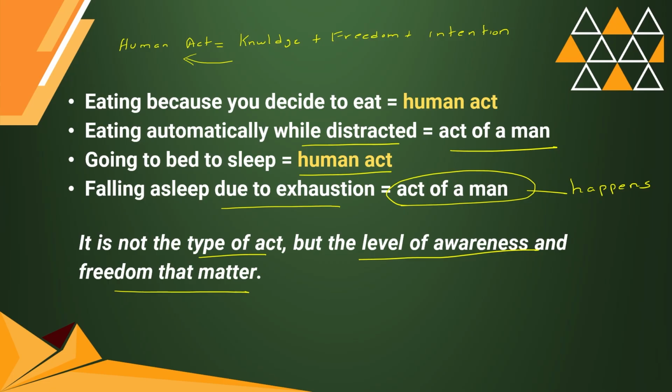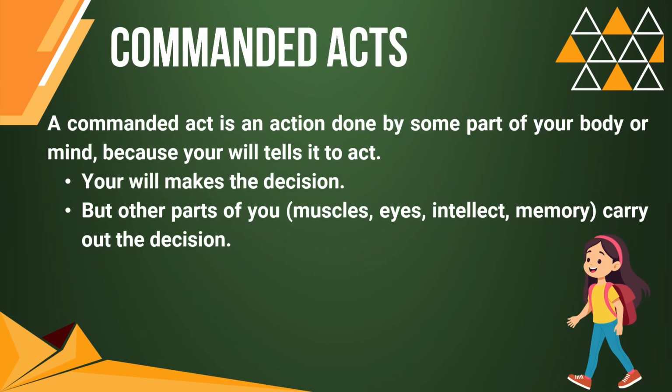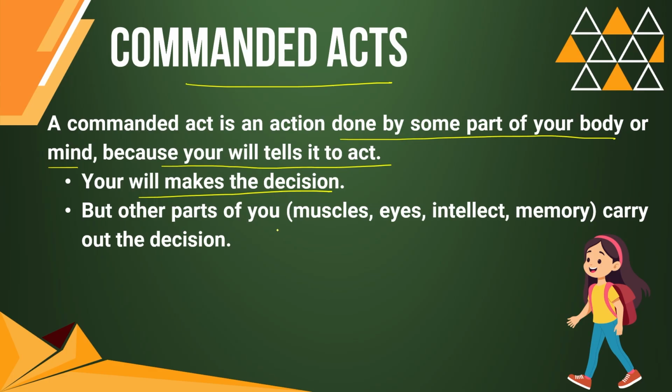Now, having seen human act and act of a man, let us come to something called commanded acts. This also is very important. Now, a commanded act is an action done by some part of your body or mind because your will tells it to act. So it is your will that makes the decision. But the other parts of you, that is your muscles, eyes, intellect, memory, they are just carrying out that decision.